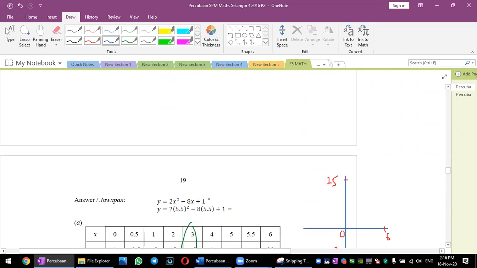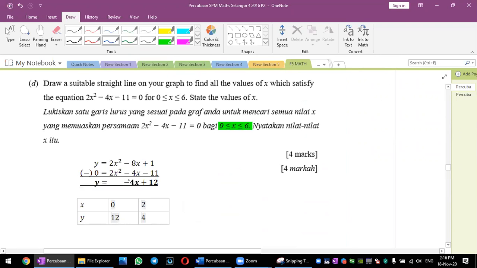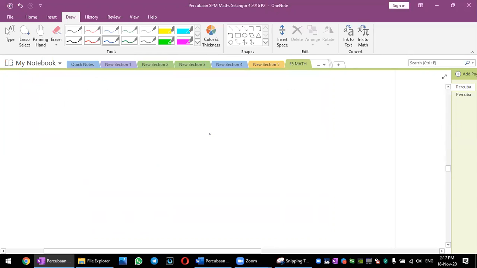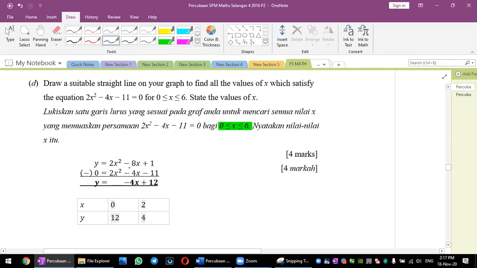I think we shouldn't do wrong lah kan. I check again. This one I got type wrong or not? Check again here. Y is equals to 2x squared minus 8x plus 1. So here also y is equals to 2x squared minus 8x plus 1. And then ini equation dia 0 is equals to 2x squared minus 4x minus 11. Okay, betul. Then y minus 0, y. 2x squared minus 2x squared, no more already. Negative 8 minus negative 4, negative 4. 1 minus negative 11 is 12.